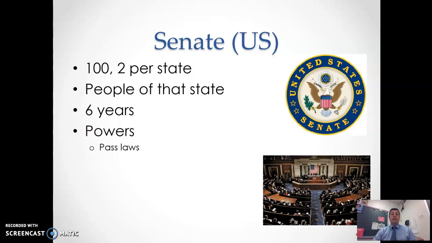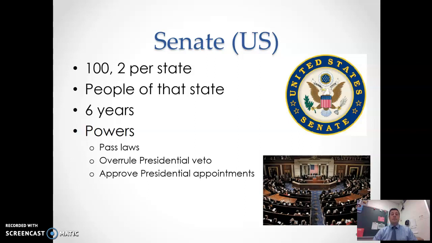Powers of the U.S. Senate, they are the ones who are passing laws in conjunction with the House of Representatives. They can also overrule presidential veto, so a check on the president's power with a 2/3 supermajority. And they get to approve presidential appointments, various cabinet positions and things of that nature.